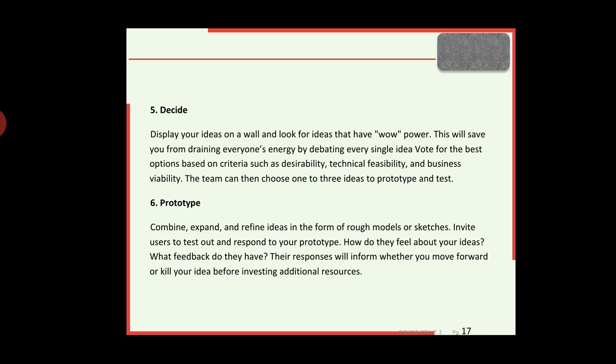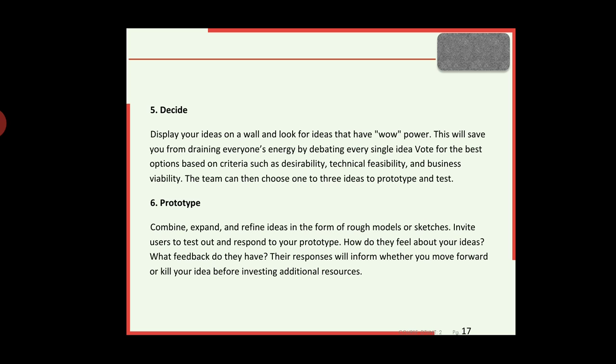And now we have to learn about decide. What do we want to decide? We want to decide whether a product is good or not, whether a project is good or not. In product development, we want to decide that a particular product is good enough to move to market. Decide means display your ideas on a wall and look for the ideas that make you say wow, that's very nice.